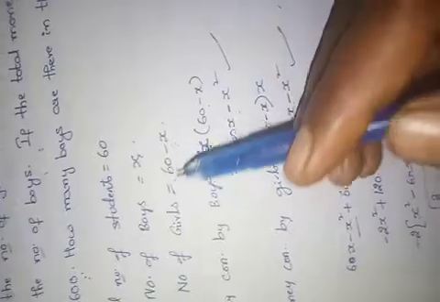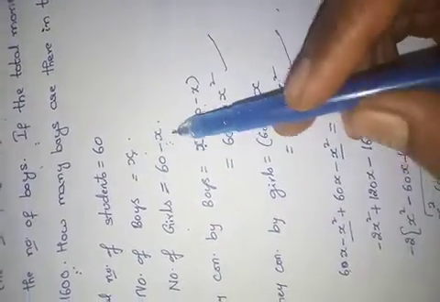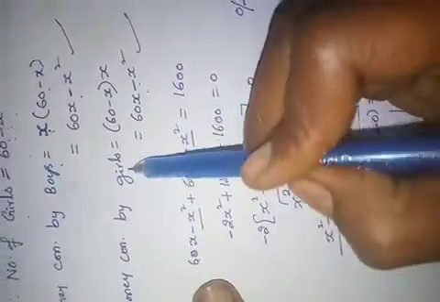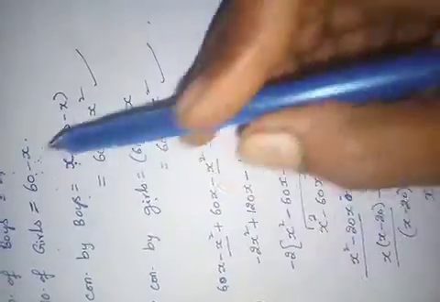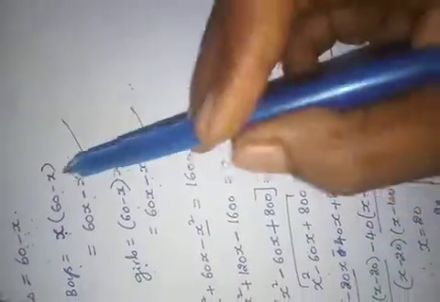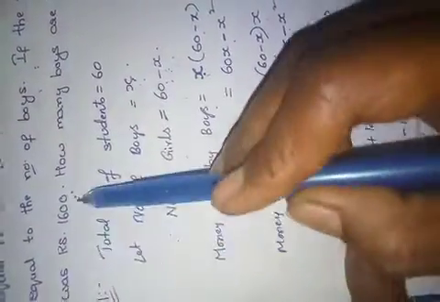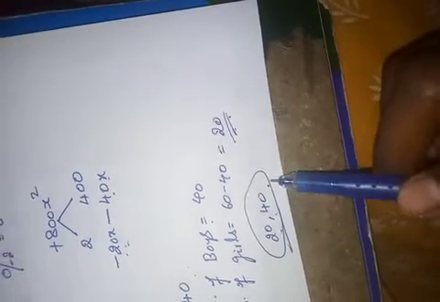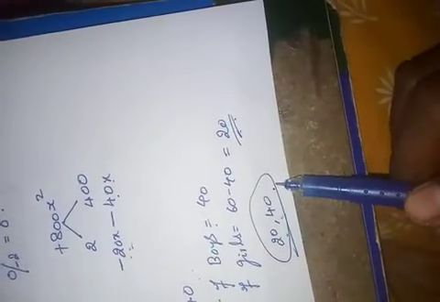Easy, no? Number of boys equals x. Number of girls 60 minus x. Money contributed by boys equals number of girls, so x into 60 minus x. In the same way, money contributed by girls. What is the number of girls? 60 minus x. How much money have they contributed? Equal to number of boys into x. Addition of both equals 1600. By solving it, we got two values. If boys is 20, girls become 40. If boys is 40, girls become 20. So the values are 20 and 40. That's all. Our problem is completed.